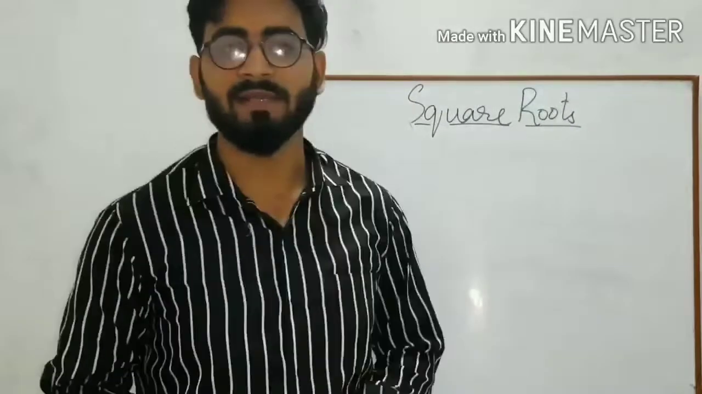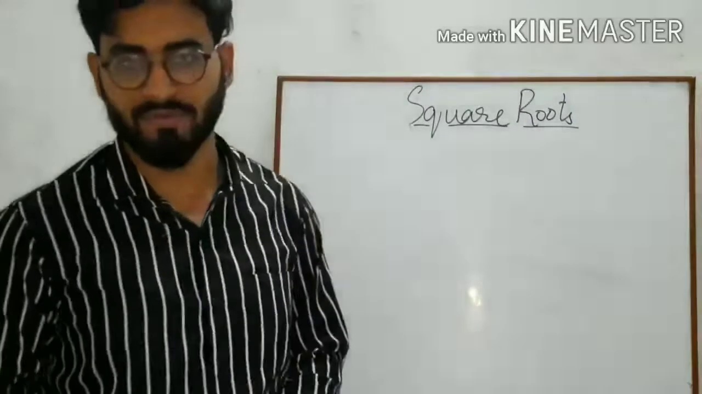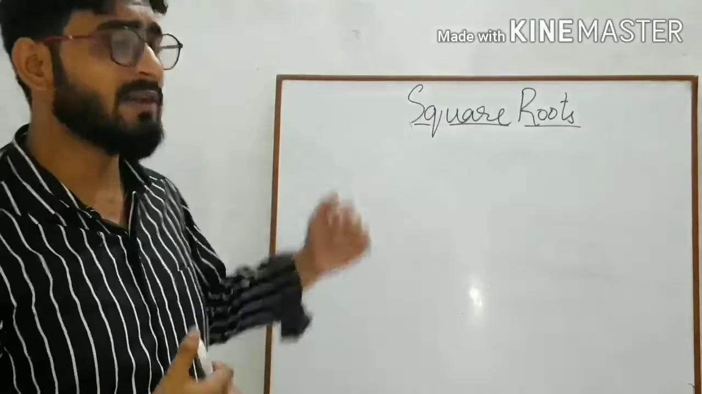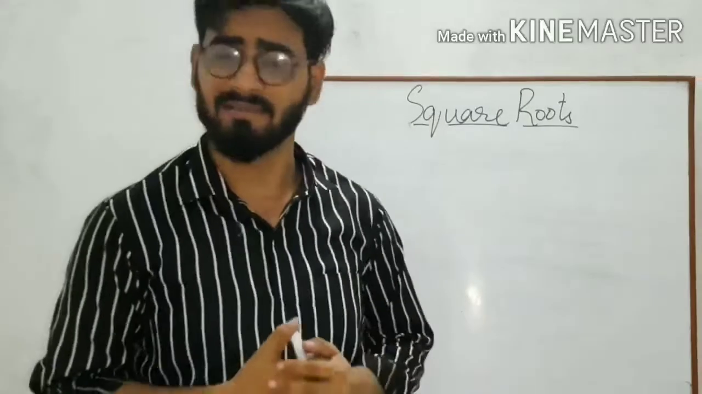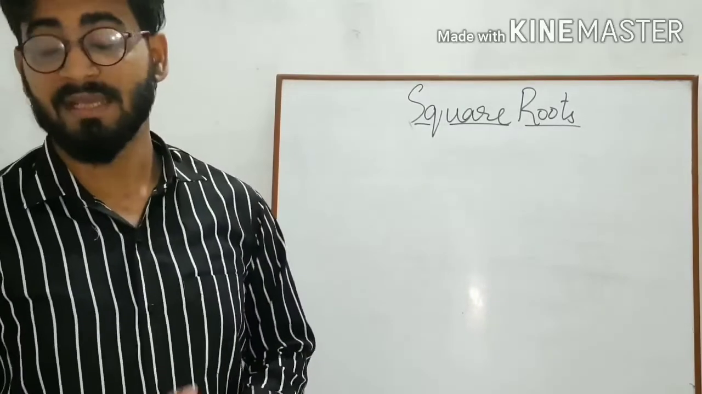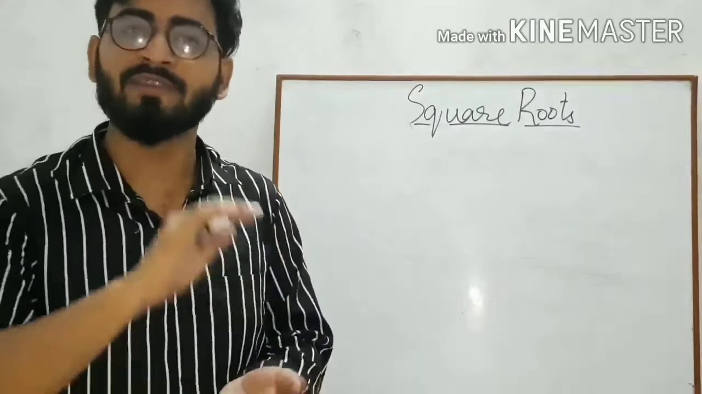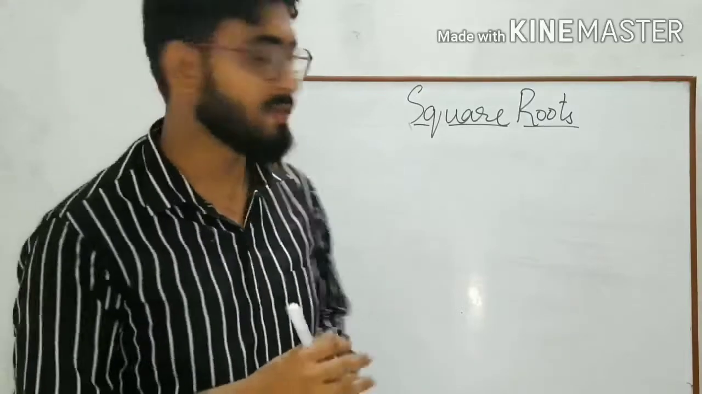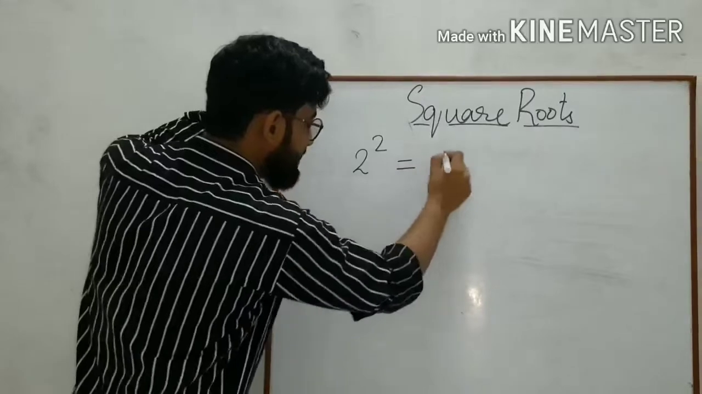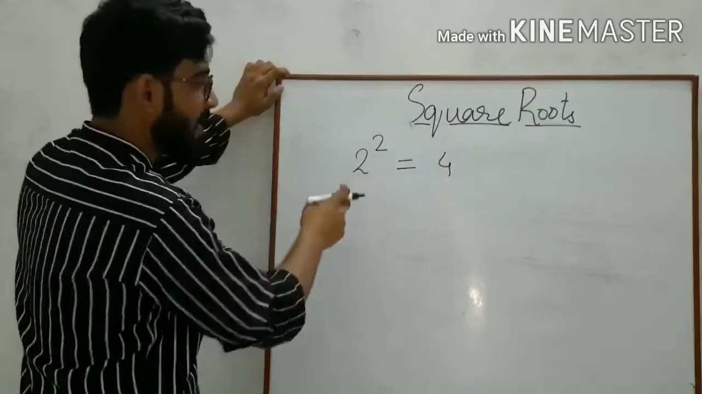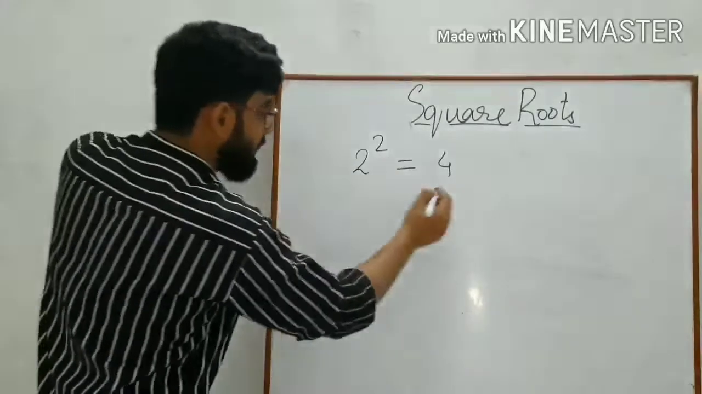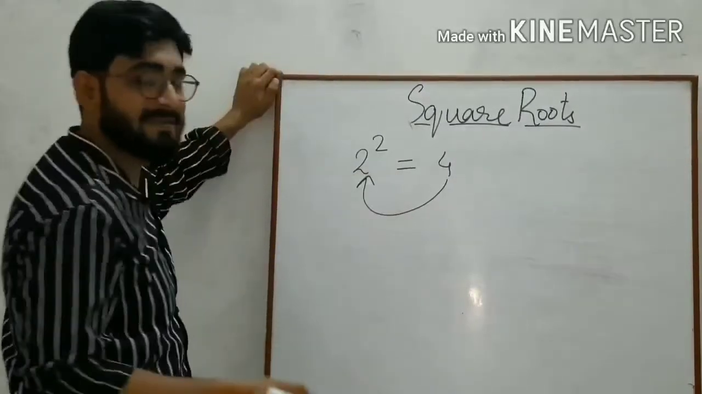Now we are moving to our new topic, that is square roots. Till now we have studied how to find the squares. Now we are going to study how to find the square root. First of all, you should know what is square root. Square root is just the opposite of square. Suppose if I ask you what is the square of 2, you will say it is 4. Now if I ask you what is the square root of 4, that is 2. It is just the opposite.